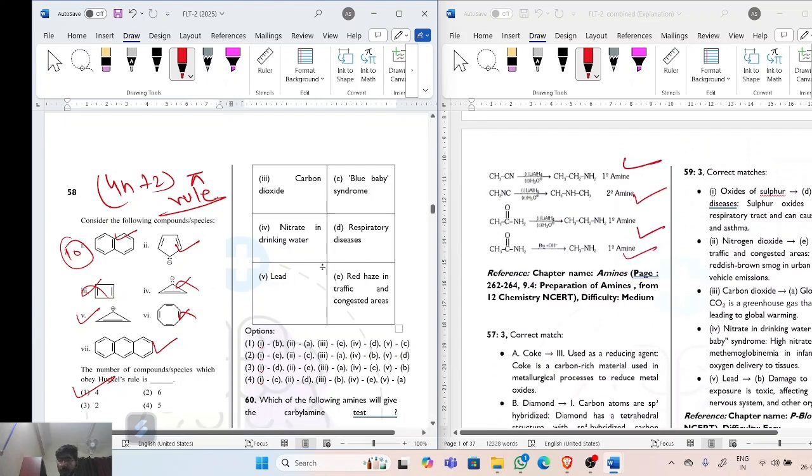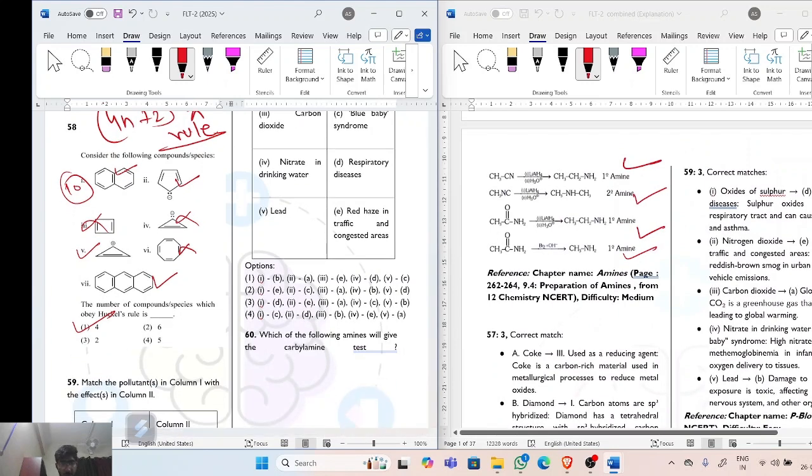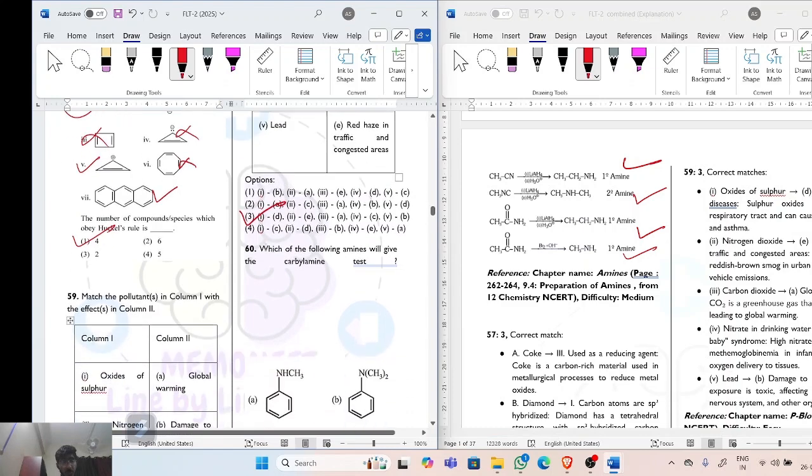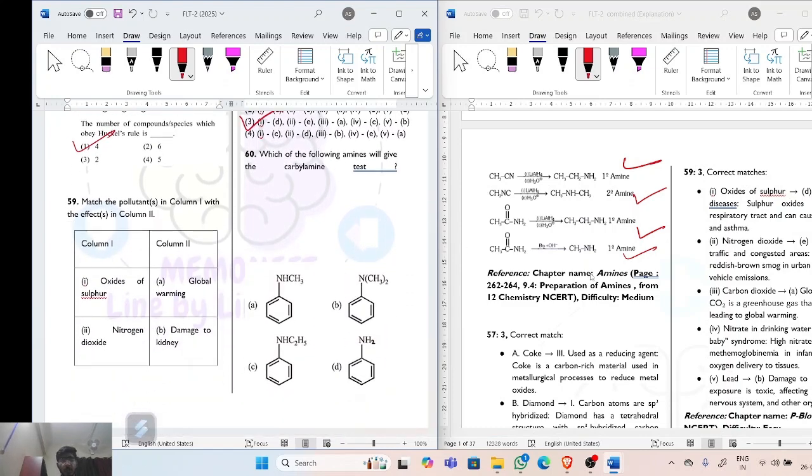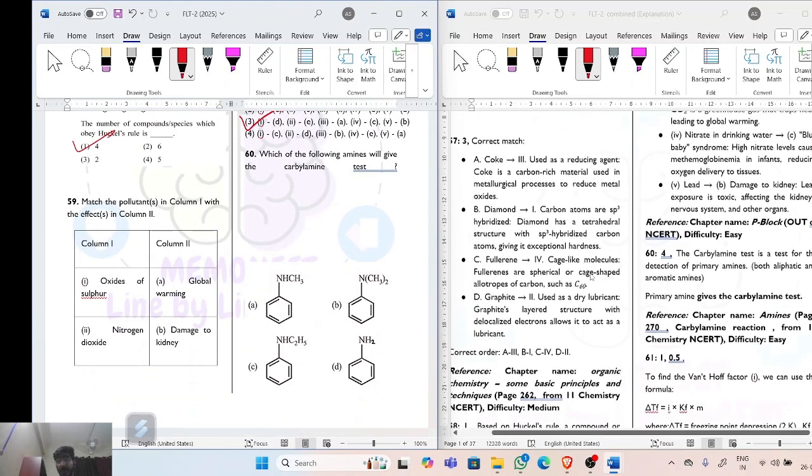For question number 59, option number 3 will be our correct answer. Now comes question number 60. Which of the following amines can give the carbylamine test? First of all, we have to know what the carbylamine test is.